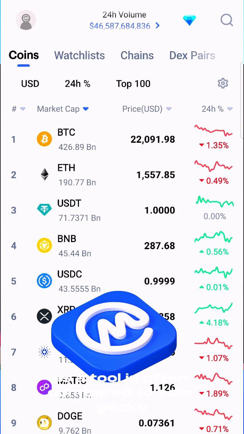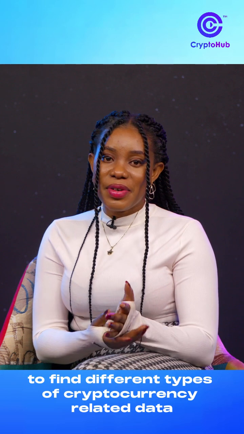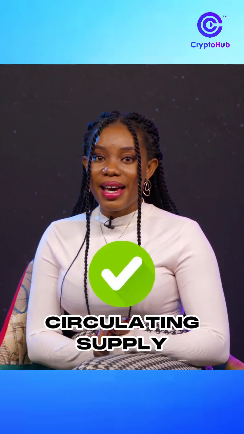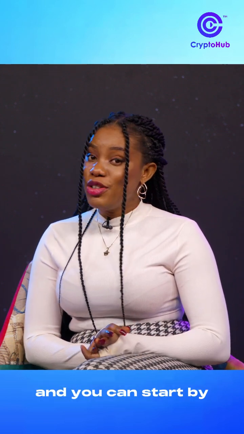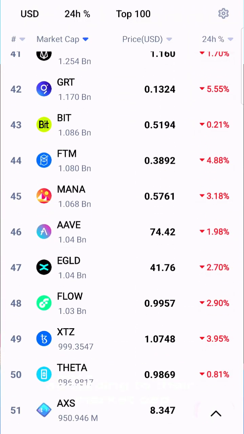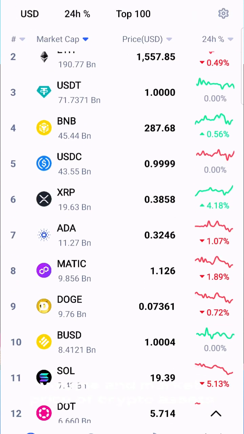CoinMarketCap as a tool is often compared to CoinGecko, and crypto traders use both to find different types of cryptocurrency related data. With CoinMarketCap, one can easily access information like market prices, circulating supply, and others. There are easy ways to use CoinMarketCap, and you can start by looking at the ranking of cryptocurrencies according to their market cap. This gives you a quick overview of the prices, volume, and market price of crypto assets.